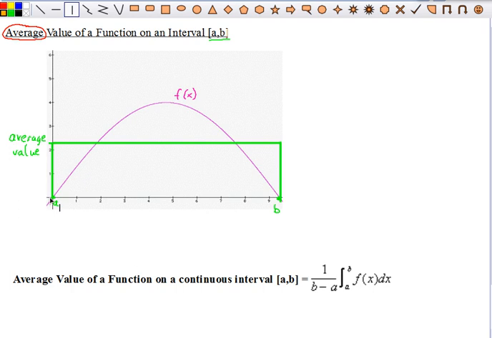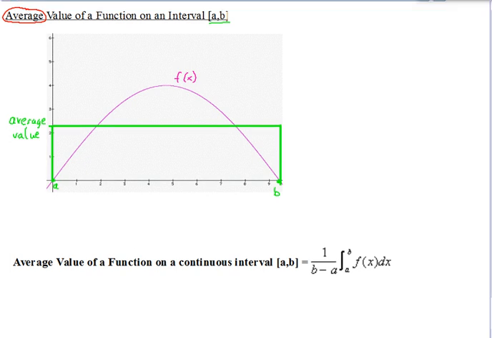So let's write that down over here. So the area of that rectangle would equal the area under f of x on the interval from a to b.